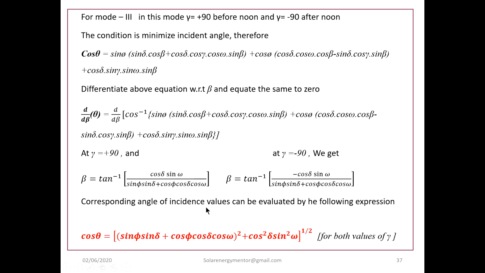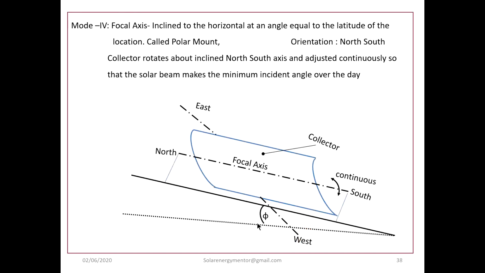Now the corresponding angle of incidence values can be evaluated using this expression. Cos theta comes out to be the square root of the bracket sin phi sin del plus cos phi cos del cos omega, whole squared, plus cos square del sin square omega. This expression is valid for both plus 90 and minus 90 azimuth angles. So this is the incidence angle for mode 3 tracking, which is the most popular mode of tracking in the case of parabolic trough concentrators.